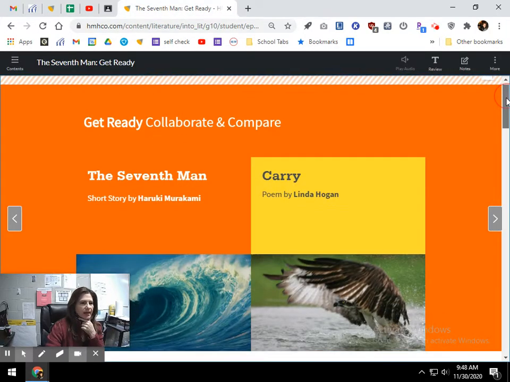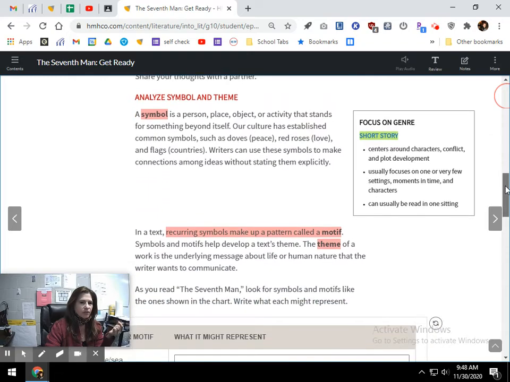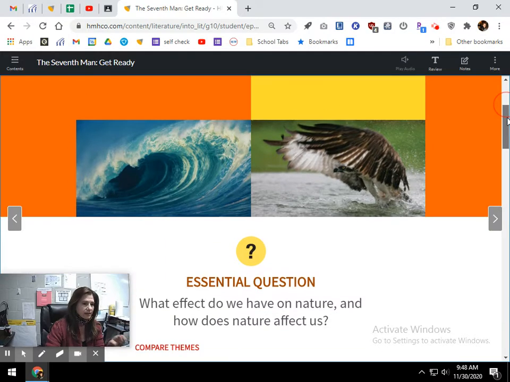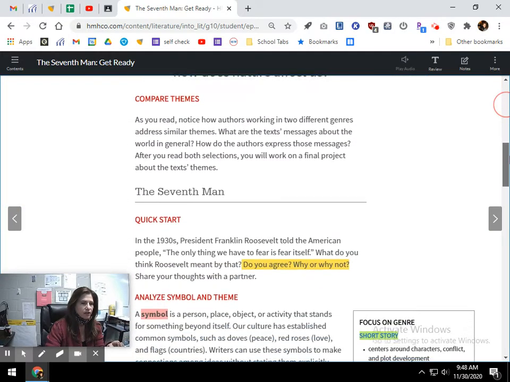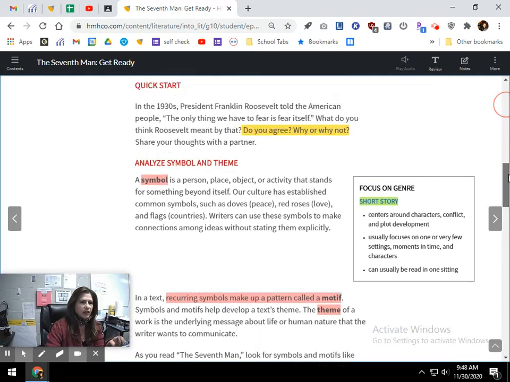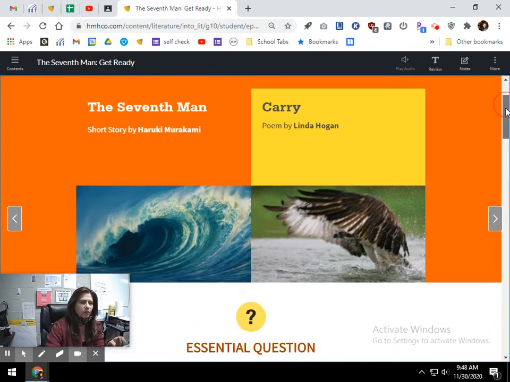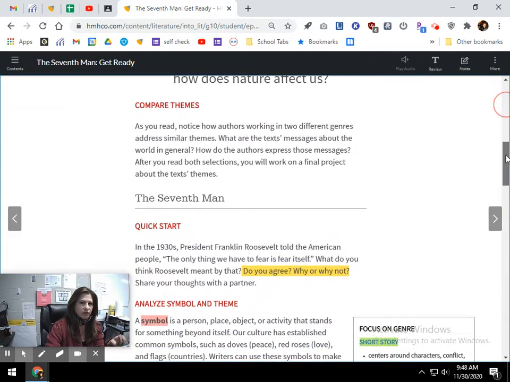I was just talking to my class about how most of the terms that you need to know that you're going to see on the unit test and on the 6 weeks test, and these are your TEKS, the things that you're supposed to be learning for 10th grade English, most of those appear in your Get Ready page. So we're just going to mark that up a little bit today. Remember that annotating is your friend, so take notes.